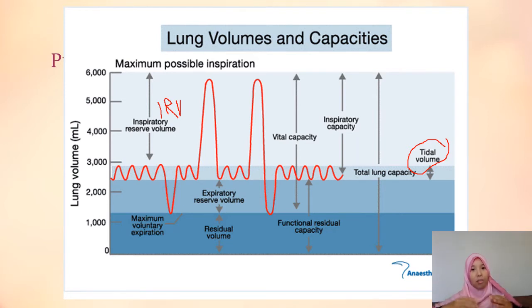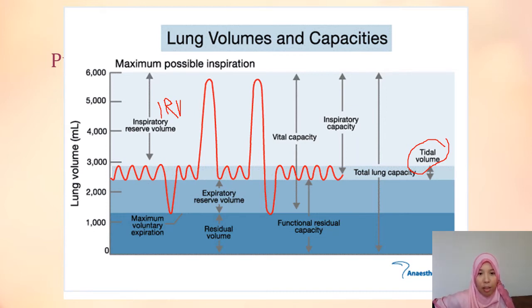So that volume that you inspire deeply, inspire at most, is the inspiratory reserve volume. How we calculate that is: if you take the volume of air when you inspire at the maximum, minus the tidal volume, you get the extra volume, which is the IRV, the inspiratory reserve volume. Now let's look at the expiratory reserve volume.